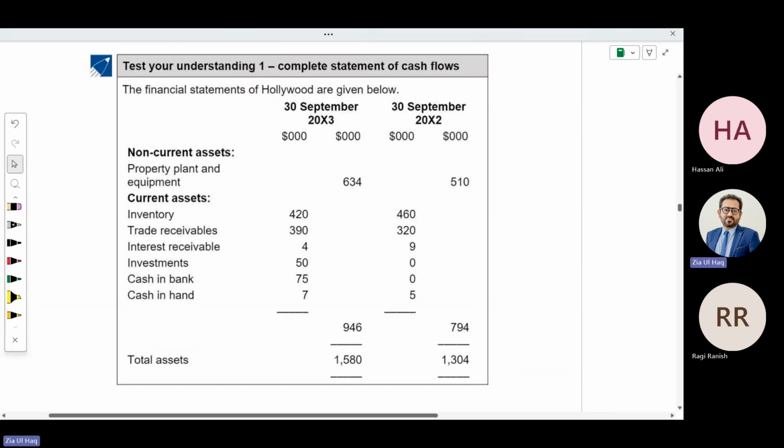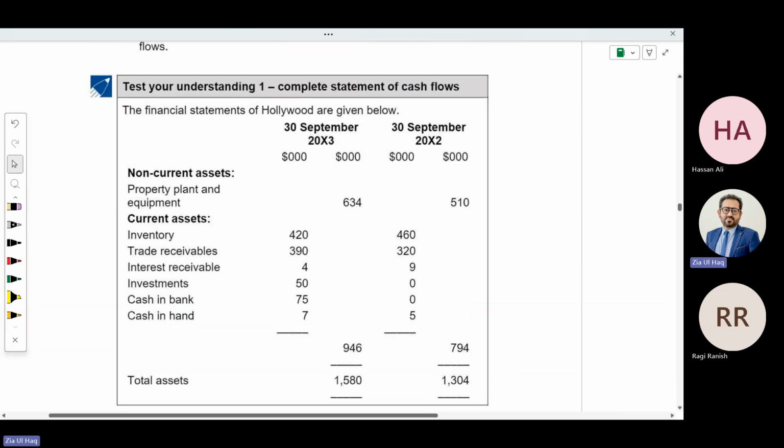Okay, this is the data given for 30th September 20x2 and 30th September 20x3. Figures are given in thousands. Under non-current assets, we have the property, plant and equipment figure, previous year and current year. For the current year, this is the opening balance, this is the closing balance. Inventory: increase or decrease? Decrease. How much? 40. Inflow. Decrease in current asset, inverse. Add.